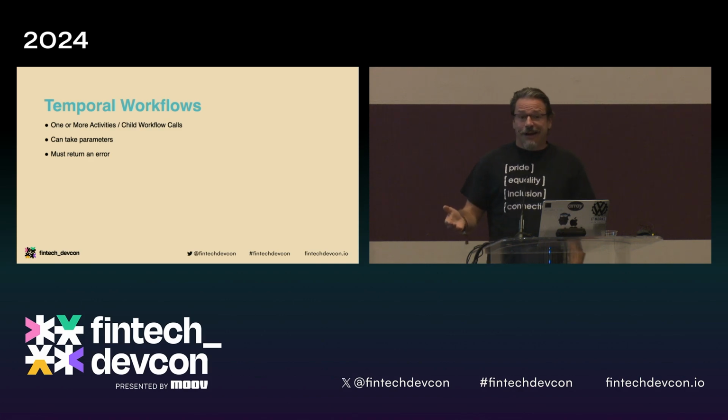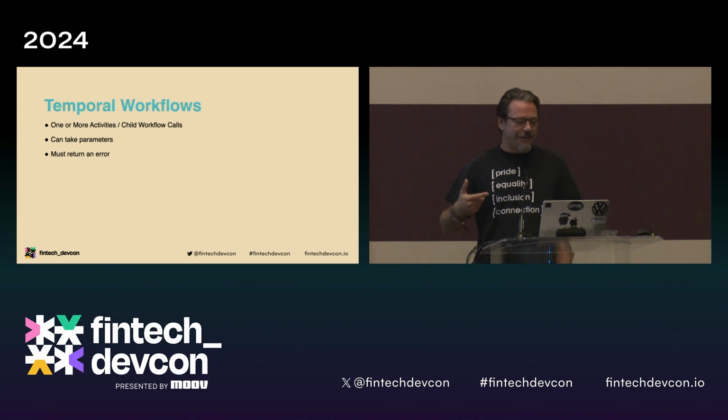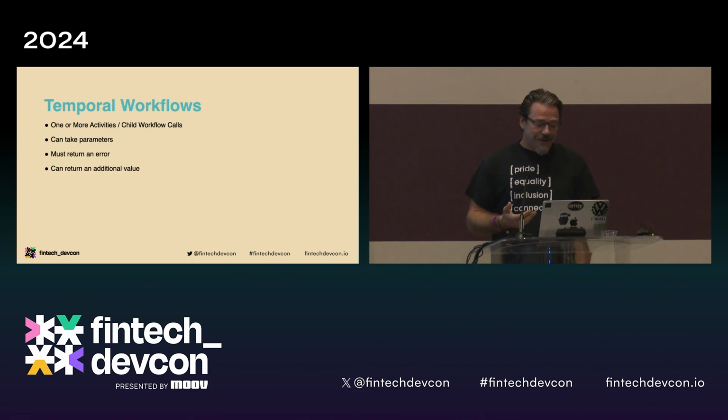They must return an error. It could be that there's no error, and that's a valid thing, but it must return some kind of error so that if there is a problem with that workflow, that's surfaced up to the UI layer. It can return an additional value, and that can be very useful for visibility for sure, and give you some kind of understanding of what happened in that workflow at the end, what was the final decision.